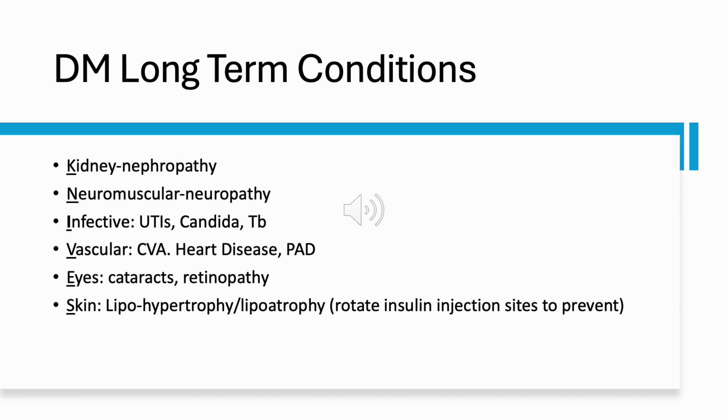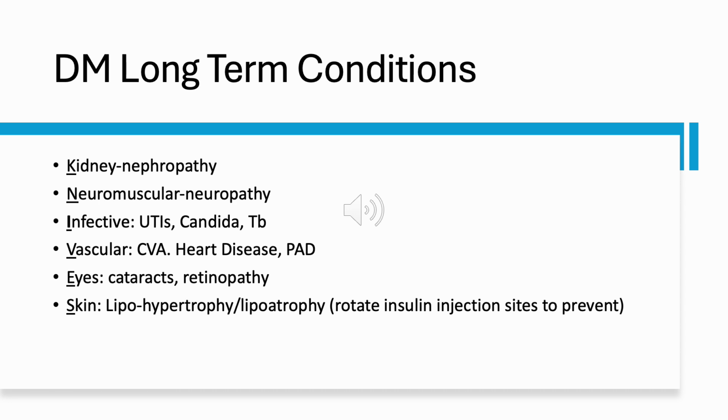I is for infective. So patients that don't maintain tight glycemic control are going to be very prone to getting infections such as UTIs, yeast infections, tuberculosis. So we want to keep tight glycemic control to prevent recurring infections, which are common in people with diabetes.